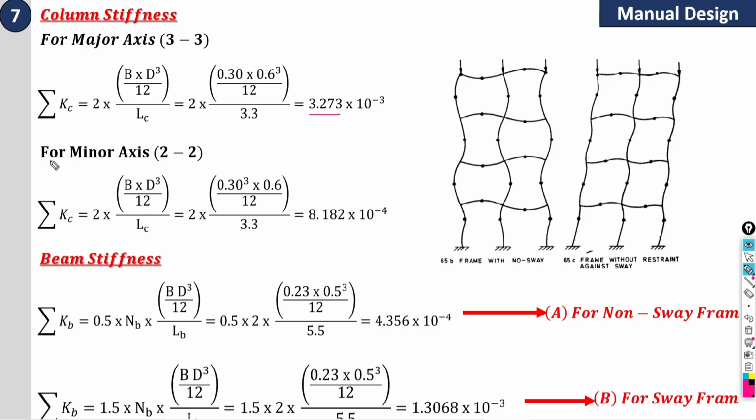3.273. Please keep your mic on mute. Okay, for the minor axis, about the axis 2-2, or you can call it YY, YY or XX, both are okay. Now, about the minor axis, it is BD cube by 12 over LC, as two columns are there, one from top and one from bottom for that particular joint. So it is going to become 8.182 into 10 raised to minus 4, remember.